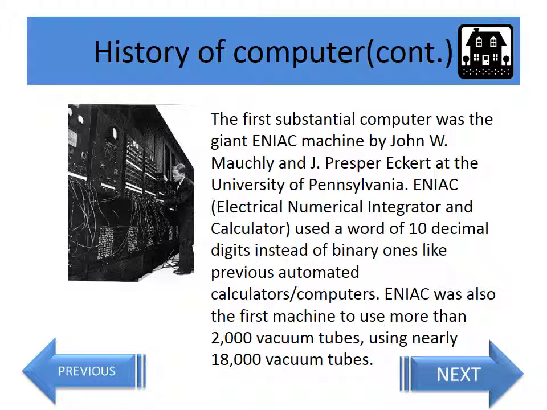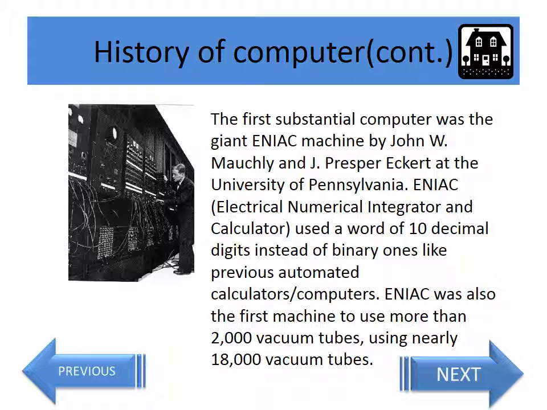The first substantial computer was the giant ENIAC machine by John W. Mauchly and J. Presper Eckert at the University of Pennsylvania. They created a computer with 18,000 vacuum tubes. This computer has a little amount of efficiency with a very big occupying space of mass.